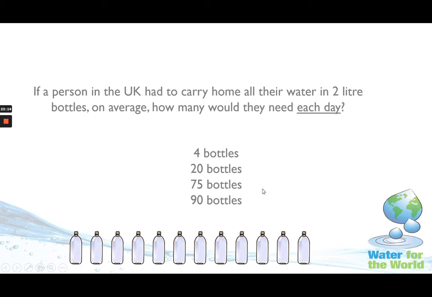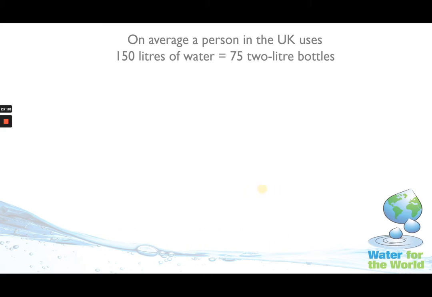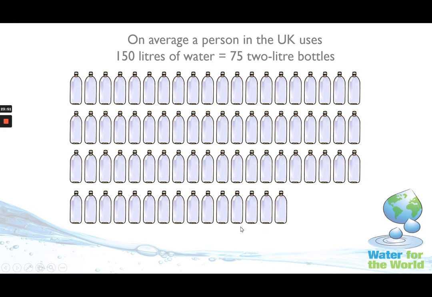Okay. So of course, don't write this down. Okay, just follow along. So if you were a person in the United Kingdom and you had to carry home all their water in 2-liter bottles, okay, how much water would you need per day? 4 bottles, 20 bottles, 75 bottles, or 90 bottles? Well, on average, a person in the United Kingdom uses 150 liters of water. Okay, that is equivalent to 75 2-liter bottles, which is about this much.